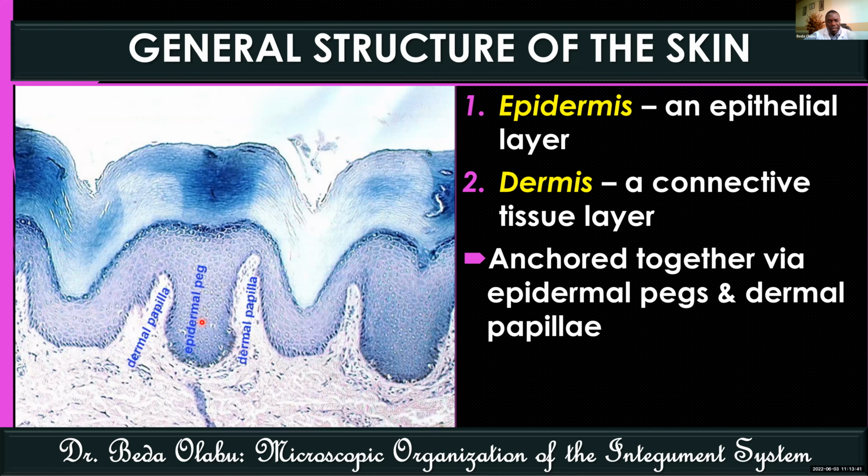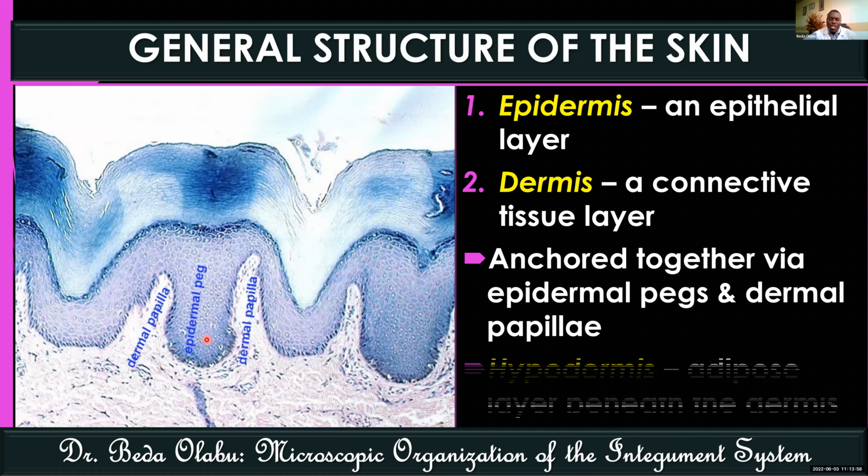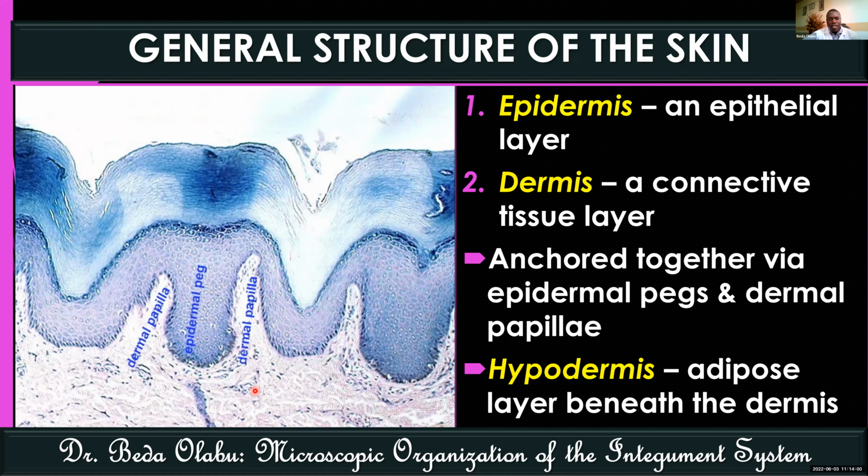The two layers of the skin are anchored together through these interdigitations, so that we have extensions of the dermis into the epidermis. These are the ones we call the dermal papilla, and extensions of the epidermis into the dermis are the ones we call the epidermal pegs. Occasionally, you'll hear the term hypodermis. The hypodermis refers to the layer of fat just beneath the skin. It's the layer of adipose tissue below the dermis, which we generally call the subcutaneous tissue. The amount of subcutaneous tissue varies depending on body region and perhaps from one person to another.